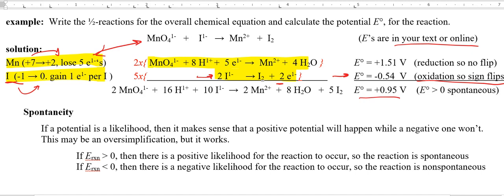Students often say, I couldn't find this one, I could only find the reverse, because they're reduction potentials. All the half reactions are written for reductions. If you need an oxidation, you have to flip it, which again flips the sign.